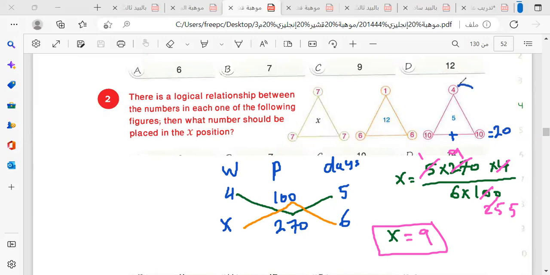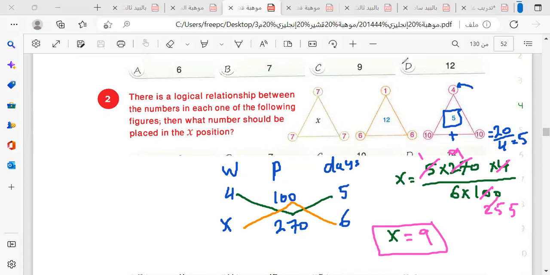Then what about this 4 to get 5? You divide it by 4, right? Then you get what? 5, right? So the answer is 5 here. Also here the same, we try. Is it the same also or not?